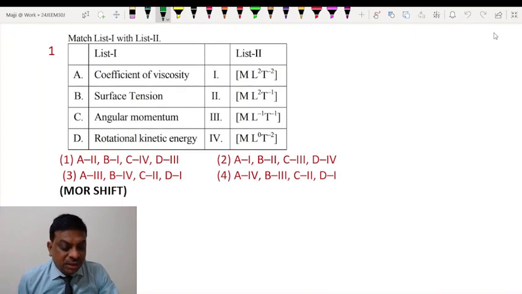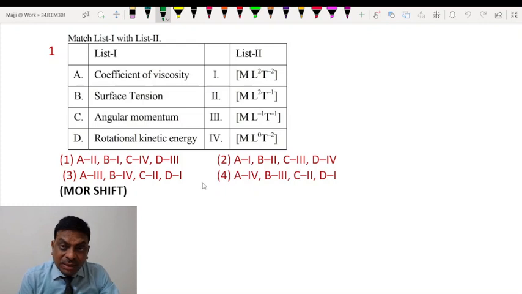As you can see, the first question is match the following. A small suggestion, students: just go through the options first. You can see that in all four options, A is different. Here A is matched with 2, with 1, with 3, and with 4. So it is enough if you can match A properly.